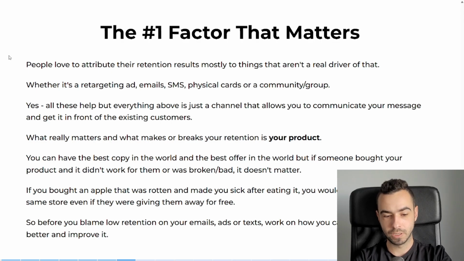And before you blame your low retention on emails, ads, texts, or anything else, just work on how you can make your product better and improve it. And I know it's hard because, honestly, it's so much easier to say, yeah, we're doing some emails and our retention is not working, so emails are broken.